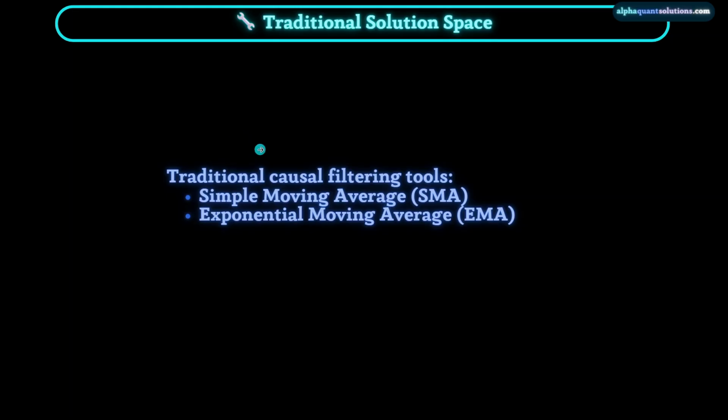Now, the traditional answers to this problem space rely on the use of classical filtering and indicators from technical analysis. And we have primarily these two, the simple moving average, the SMA, and the exponential moving average. And both of them are so-called causal filters. A causal filter is basically a filter whose output at any time t depends only on present and past inputs and never on future inputs.